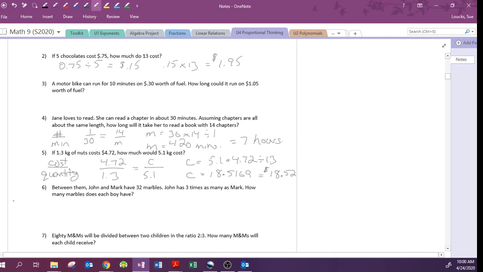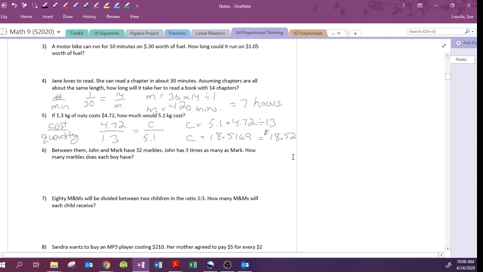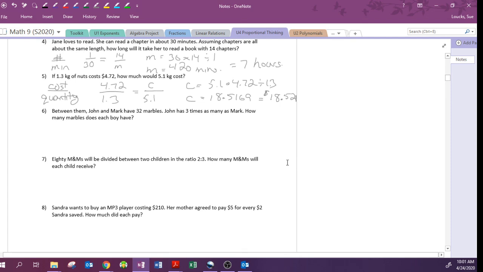Okay, question 6. Now this is where it gets interesting. There are a bunch of different ways to do this, but if I do it using proportions, this is how I would do it. So I've got 2 boys, John and Mark, and I'm going to write that down because I'm going to be smart about my lazy and I don't want to have to remember who's on the top. Okay. And then I know that John has 3 times as many as Mark. So if Mark has 1 marble, then John has 3 marbles, right?